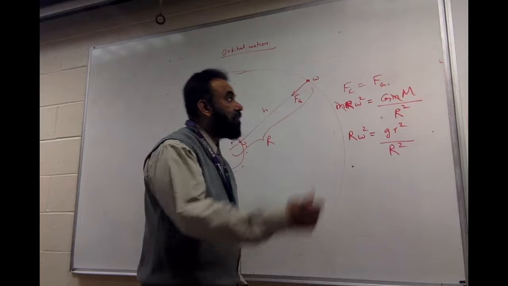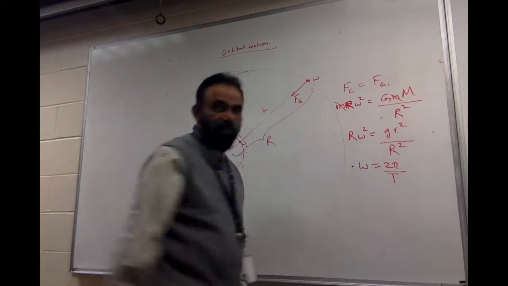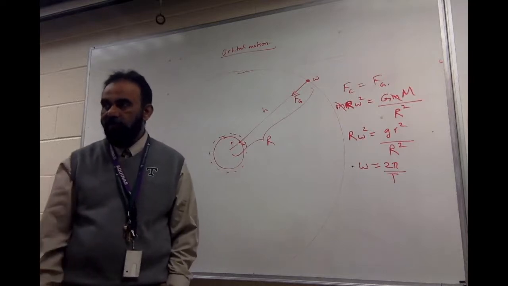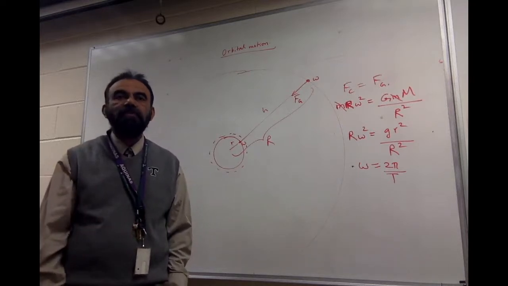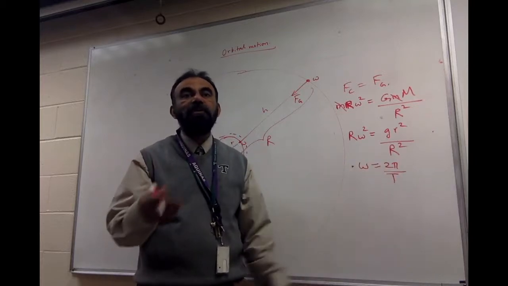And what is omega? Omega is 2 pi over capital T. Turn back a couple of pages, you'll see that equation. Omega is theta over T, and theta is 2 pi for one full turn, and T is the time period for one full turn.